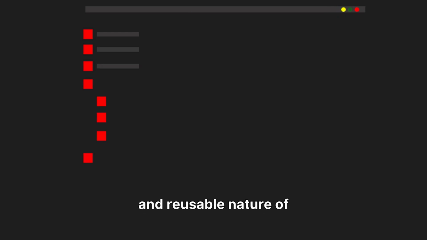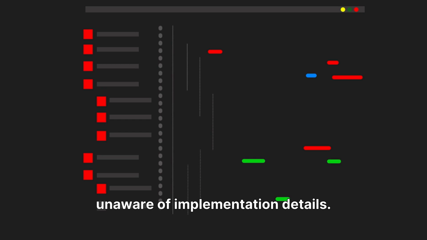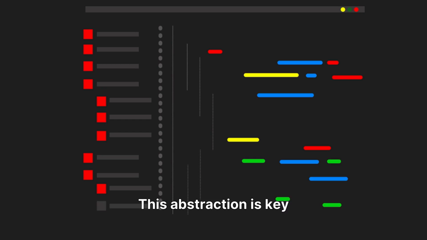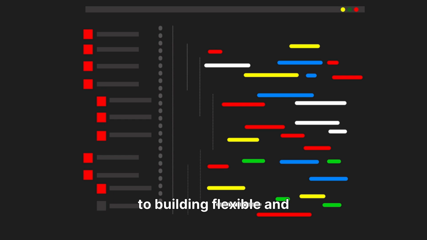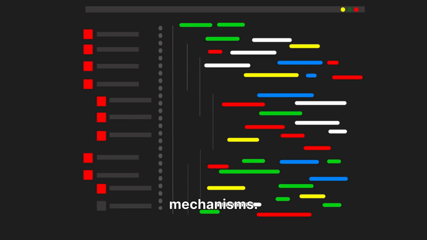This showcases the clean and reusable nature of the generic repository pattern. Our application logic interacts with the IRepository<Product> interface, unaware of implementation details. This abstraction is key to building flexible and maintainable applications, allowing easy swapping of data storage mechanisms.